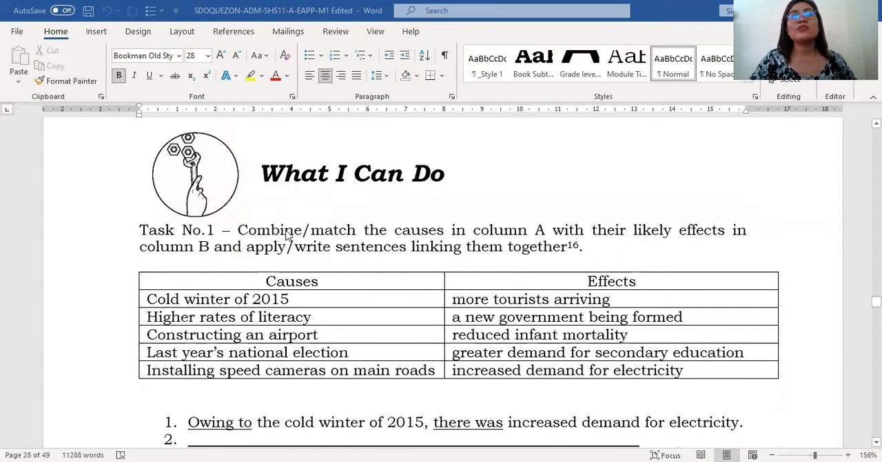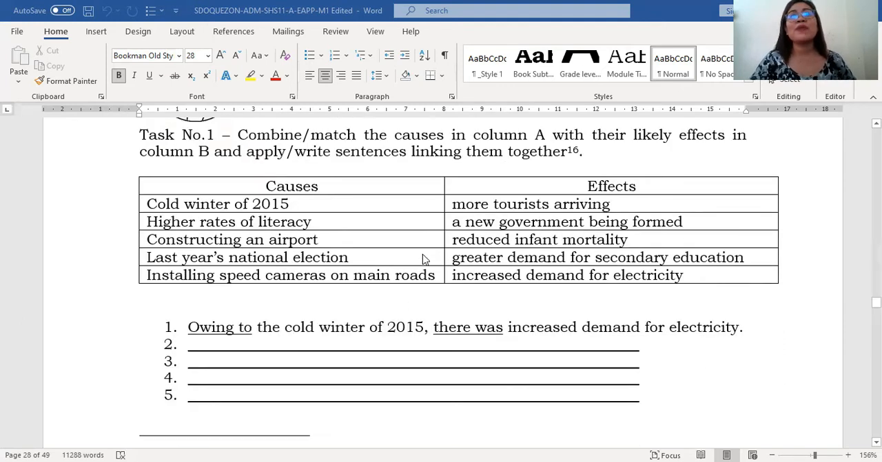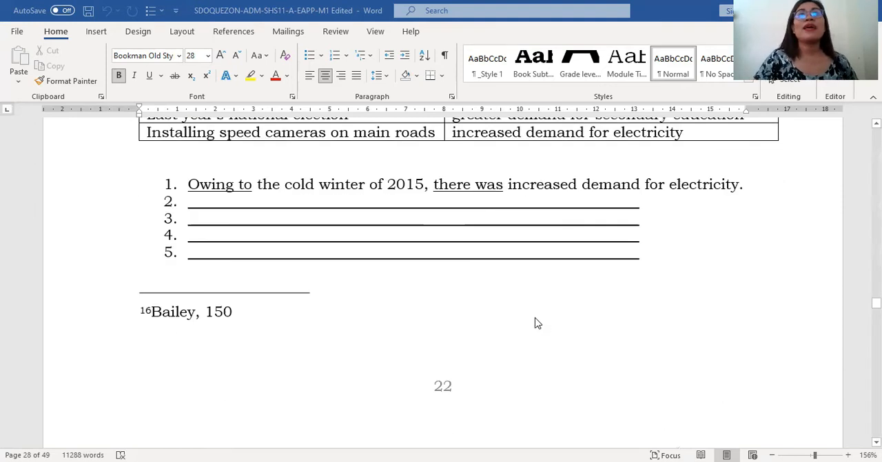What you have to do is to just match or combine the causes in column A with the likely effects in column B, and you'll have to link those two phrases together to make a complete sentence, just like in the example number 1. So you have cold winter in 2015 causes, and the likely effect would be increased demand for electricity. And then you'll have to combine the two and try to make one sentence out of those two phrases. Okay? So I hope that is clear for you.